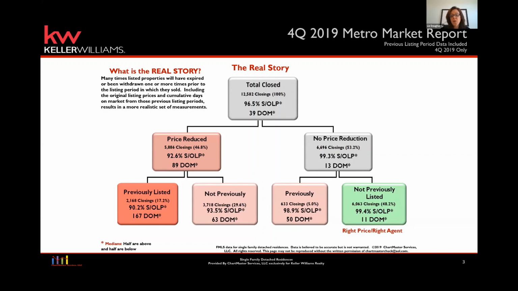So the green box is right price, right agent. The previous one was right price, wrong agent, then right agent, wrong price, and wrong price, wrong agent. This is usually when everybody's off. The agent hasn't really educated them, and they have been wildly off base on their price.